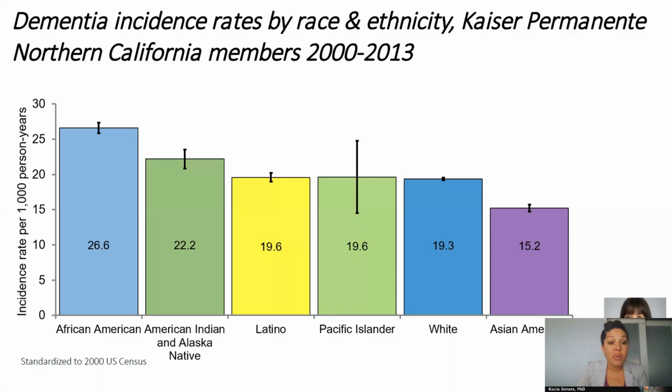So the fact that most of those established risk factors for Alzheimer's disease dementia that I mentioned in the previous slides have been identified in white individuals is an issue. This is an issue considering Black individuals are at a higher risk for dementia.